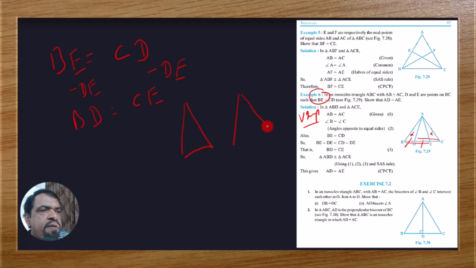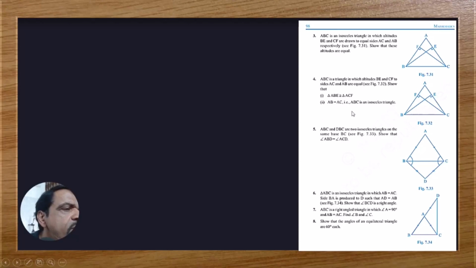Now I am drawing these target triangles, smaller triangles ABD and ACE. In this way, BD equal to CE. And triangle ABC is isosceles. So in these two triangles, AB equal to AC. Sides are equal, so the angles are also equal. Isosceles triangle, this B equal to C. So these triangles are congruent by SAS. Therefore AD equal to AE. So this is our target. AD equal to AE by CPCT. These questions are also very simple.